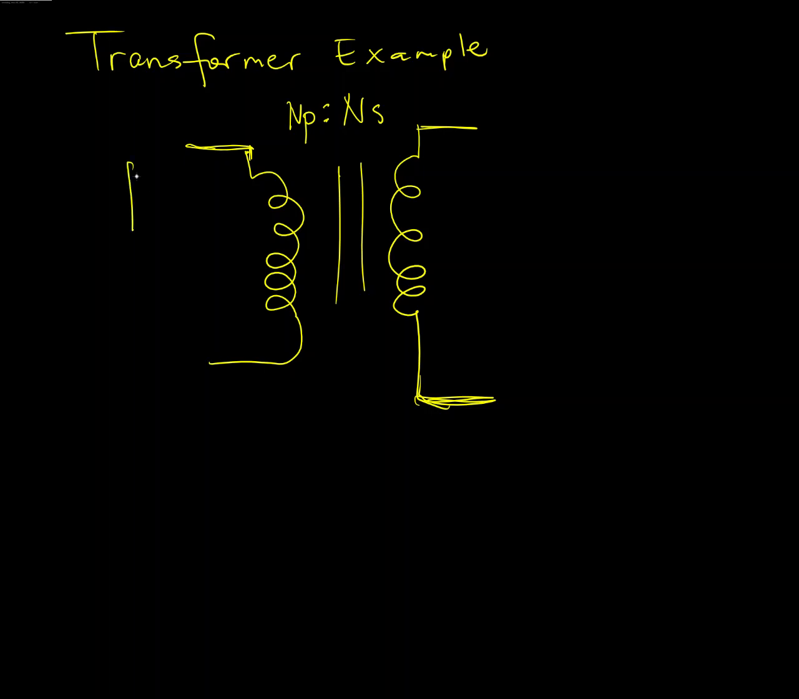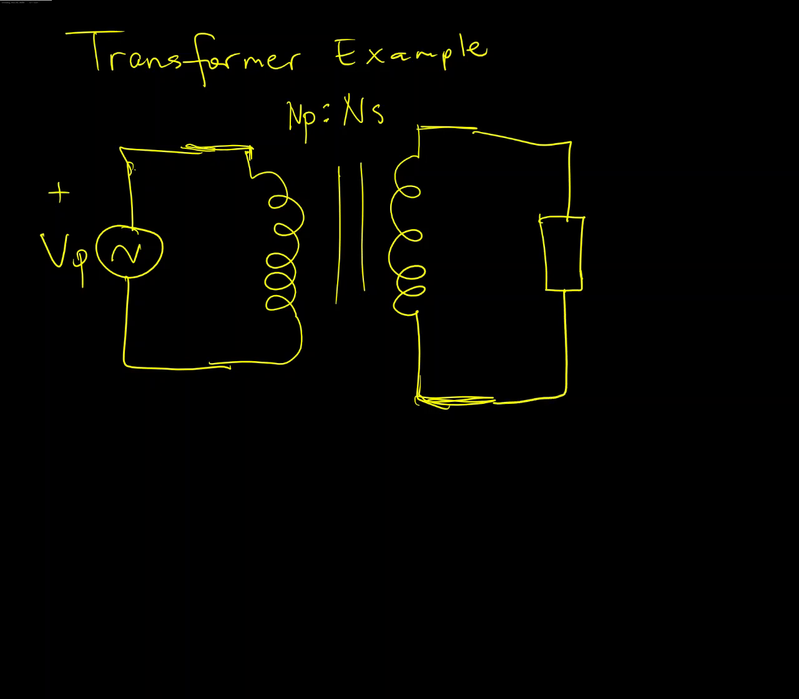So I'm going to put an AC input here on the primary side. I'm going to say this is VP with a positive reference there. And I'm going to put a load resistor, drawn as a little box like this, on the secondary, and I'm going to say that VS is the voltage across there. Now I also have a current through the secondary and a current through the primary.